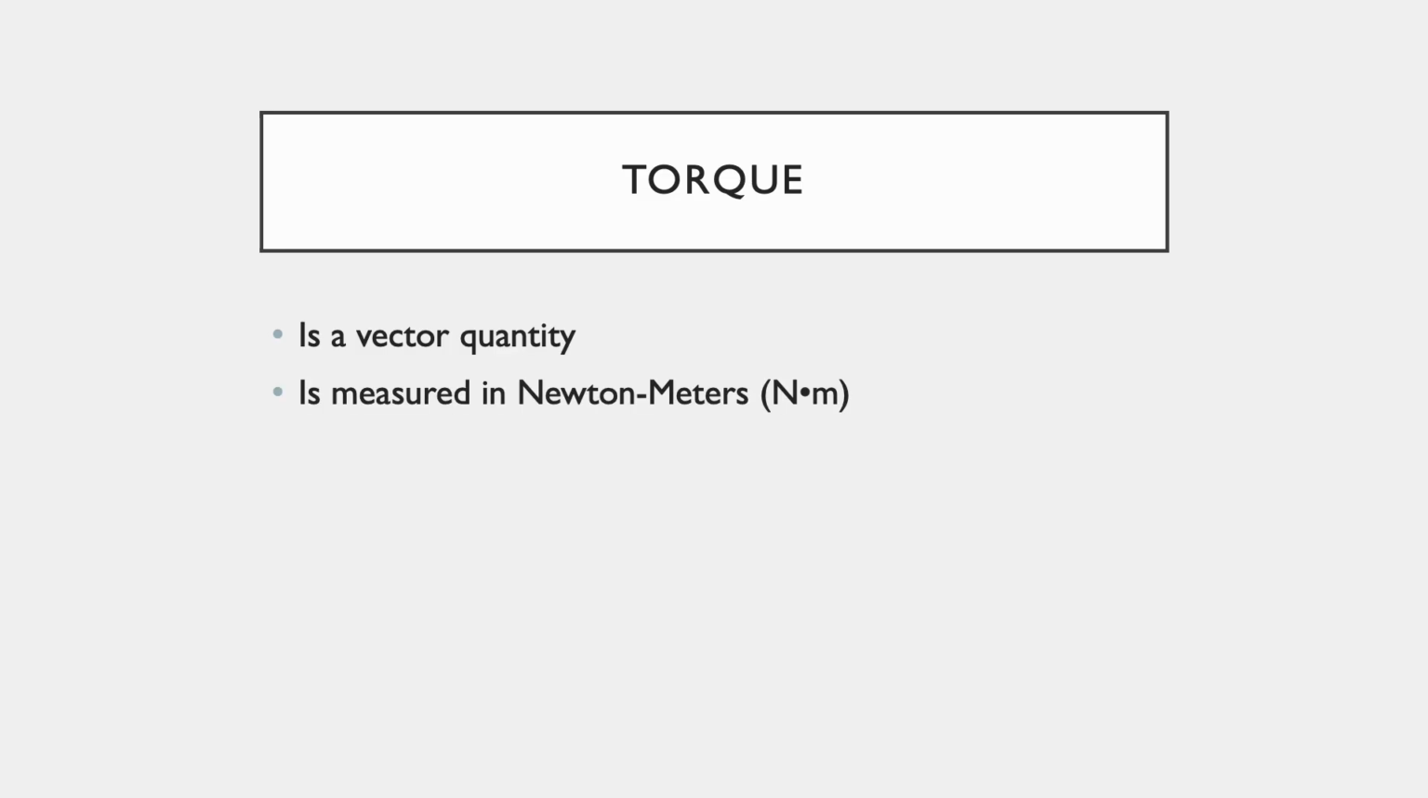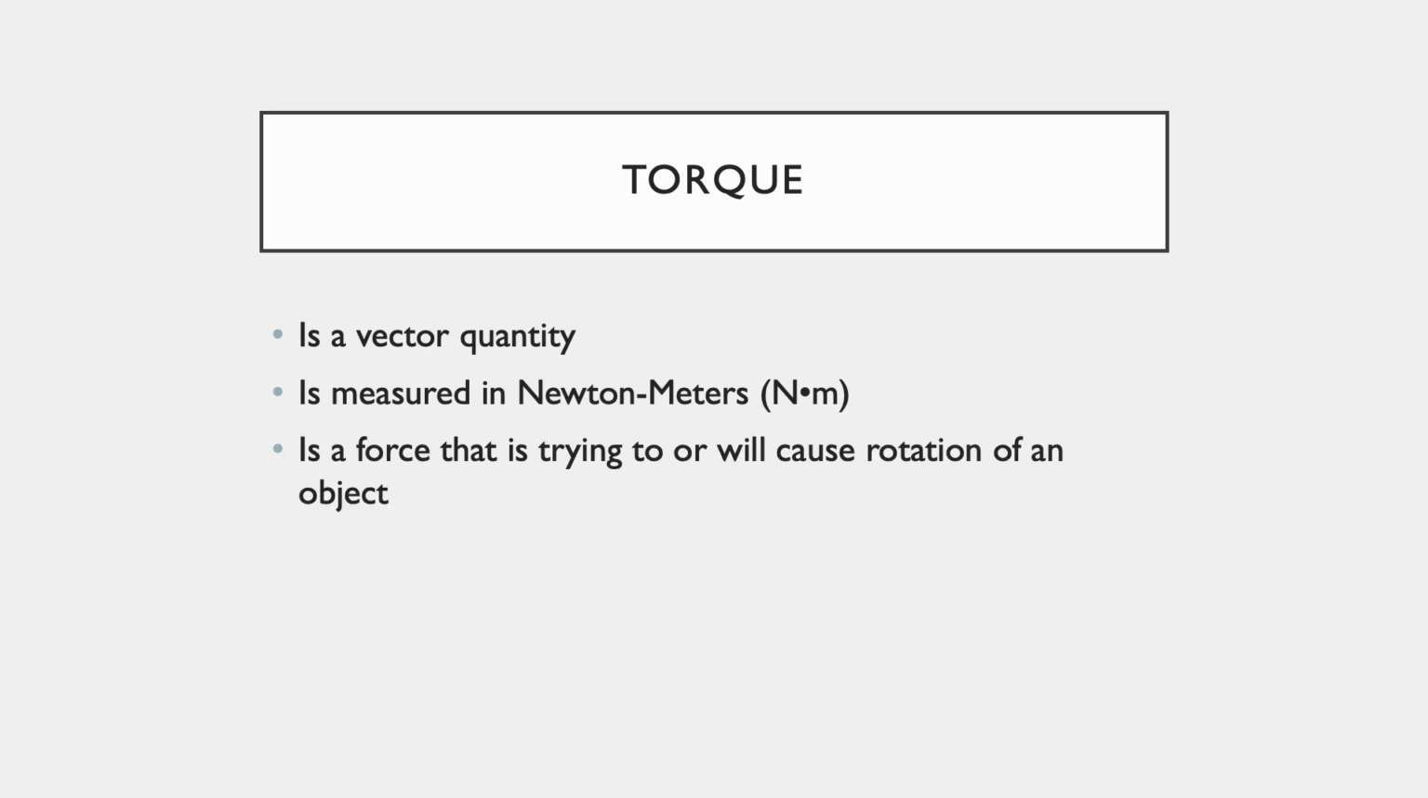However, our direction is different from most vector quantities we've dealt with to date, because instead of a direction like north, south, east, west, we are actually looking at a rotational direction. So it's a force that is trying to or will cause a rotation of an object. So our directionality tends to be clockwise or counterclockwise.